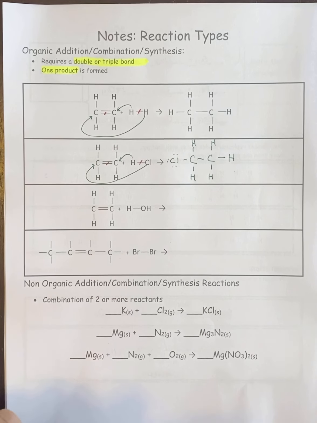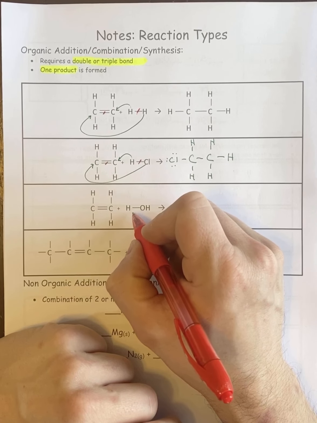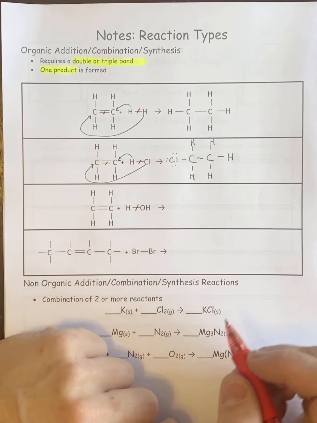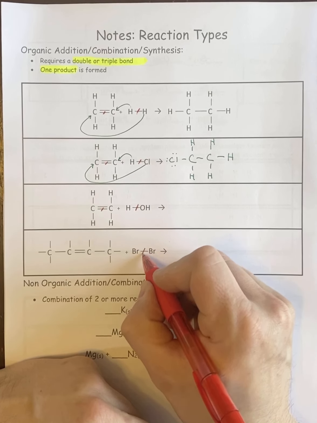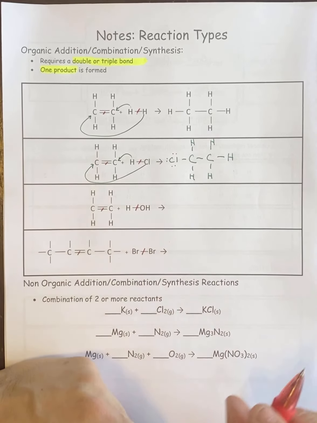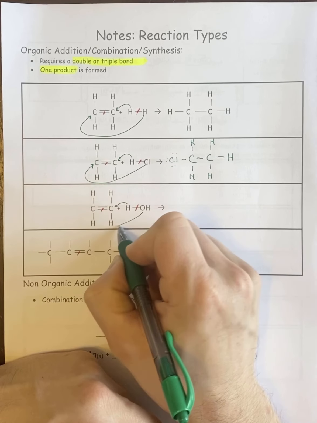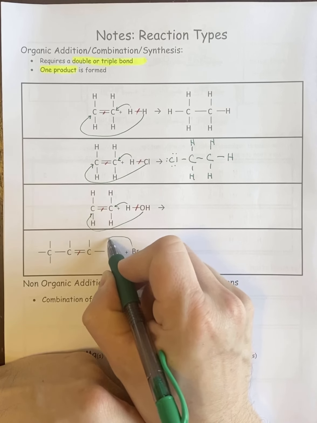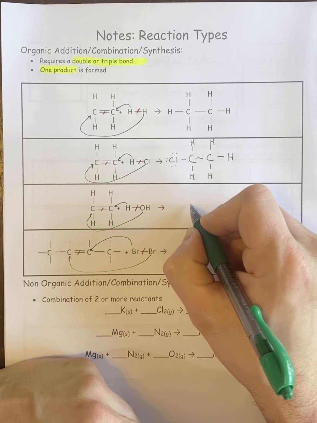I'm going to do the next 2 as well. For these guys, it's H2O, so it doesn't matter how you break it. You're going to break it up into an H and an OH, and then you're going to break the bond between the C's. Then down here we break the bond between the Br's, and then we break the bond between the C's. One H goes to one carbon, the OH goes to the other, and in this case a Br goes to one carbon and a Br goes to the other. So you end up with this.